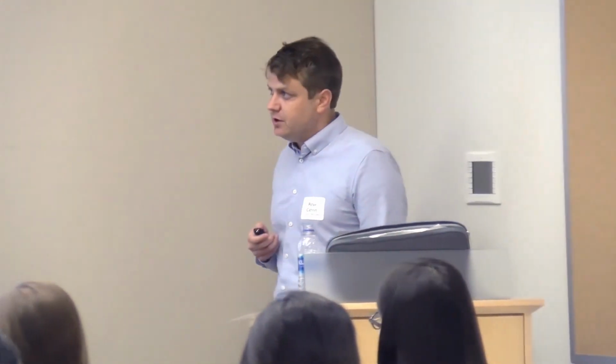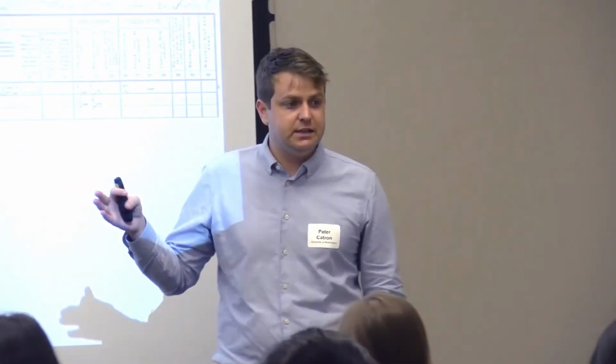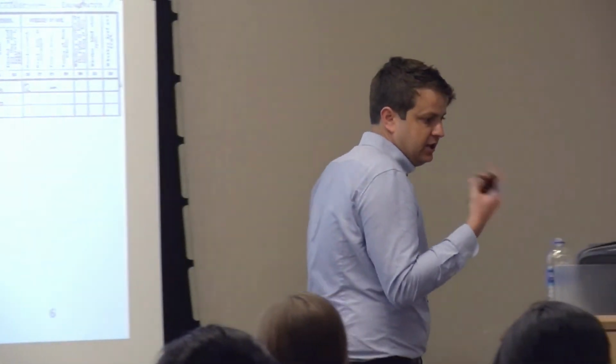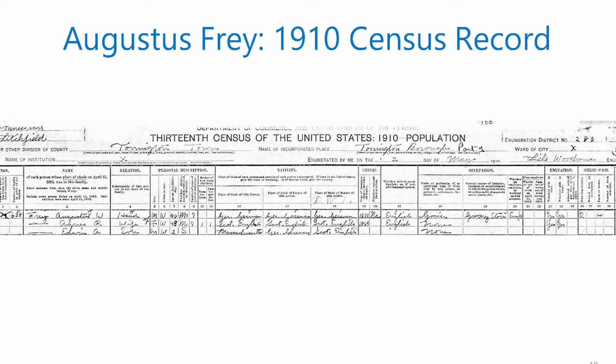So let me give you a sense of what the underlying data look like so we can better understand how we're creating these census links, and then I'll tell you how we actually do it, right? This is Augustus Frey's 1910 census record. Augustus was born in Germany. He's living in Litchfield County in Connecticut. He's working in a grocery store. He's married, he has a son, he arrived in 1893, he speaks English, right?